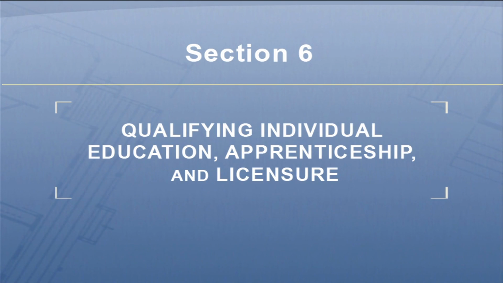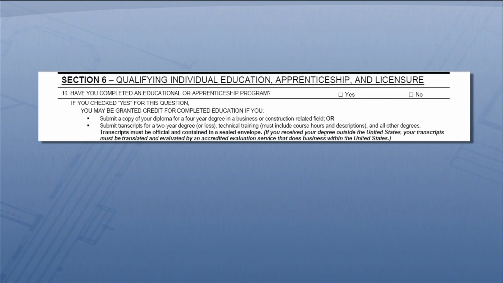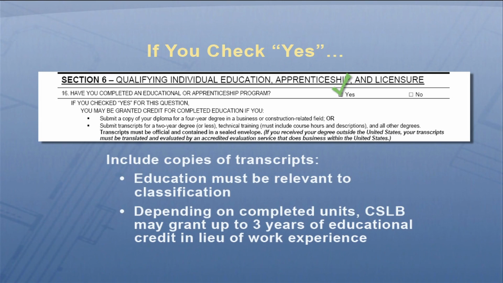Section 6 is only applicable if you've completed an educational or apprenticeship program. If you have, check yes, and be sure to include sealed official transcripts with your application. Based on units completed, CSLB may grant up to 3 years of credit towards the 4-year requirement. Keep in mind that your education must be relevant to the trade classification you're applying for. If you have a degree in philosophy and you're trying to get your C10 electrical license, chances are it won't count toward your work experience.